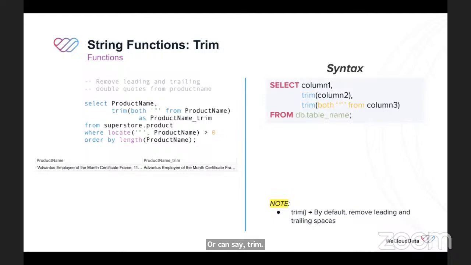Besides the white spaces, we can also define a set of characters for the function to trim. Okay, so in this example that we have on the screen here, our original product name has double quotes surrounding the name itself. So we can say trim the double quote by just saying trim and then the substring here from our column.